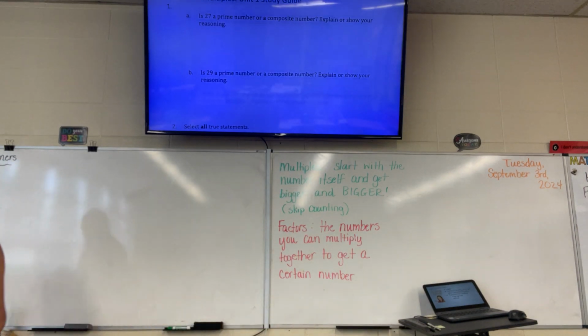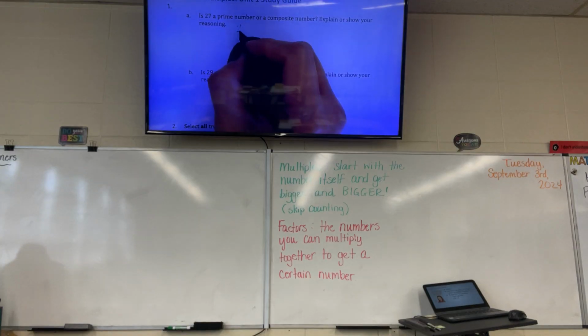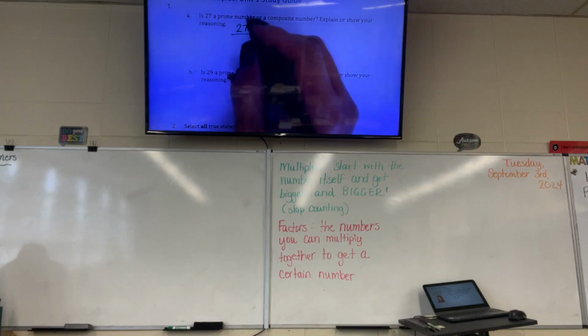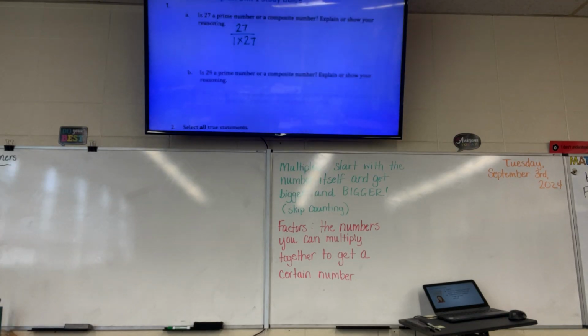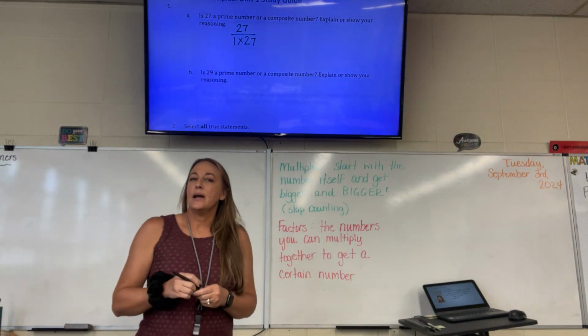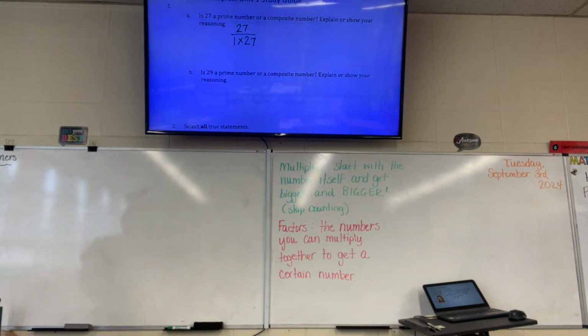Okay, so for 27, we start by writing down 27 and the first factor pair of 27, which is 1 times 27. And the number that comes after 1 is 2. Is 27 divisible by 2? No, because 27 is... what kind of number is 27? Even or odd? Odd. So 27 can't be divided by 2 because it's an odd number.